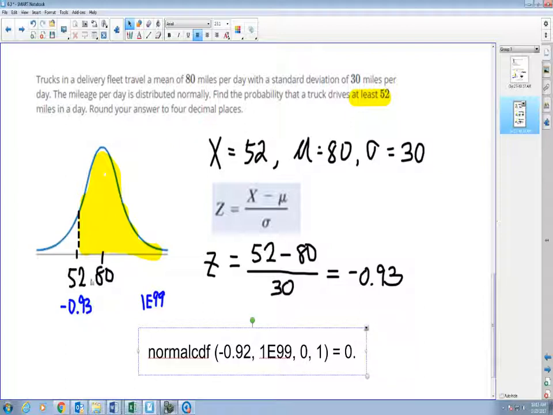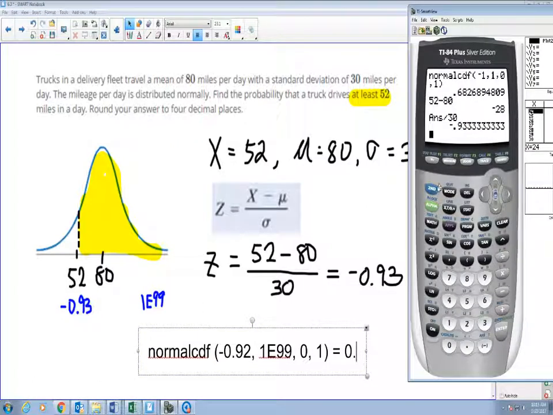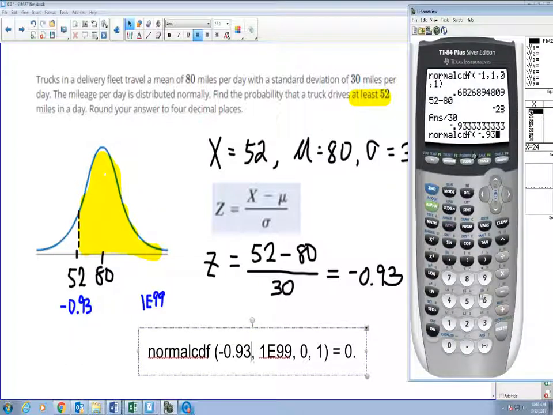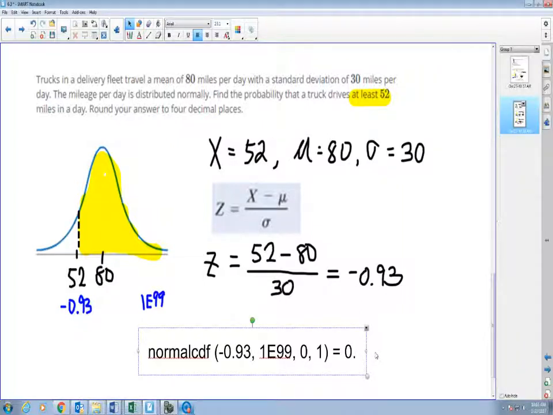Let's see what my probability is, at least 52 miles a day. Sorry about that. That's 3, not 2. Negative 0.93, comma 1E99, comma 0, comma 1. 0.8238. So there's an 82% chance that a driver will drive at least 52 miles. All right.